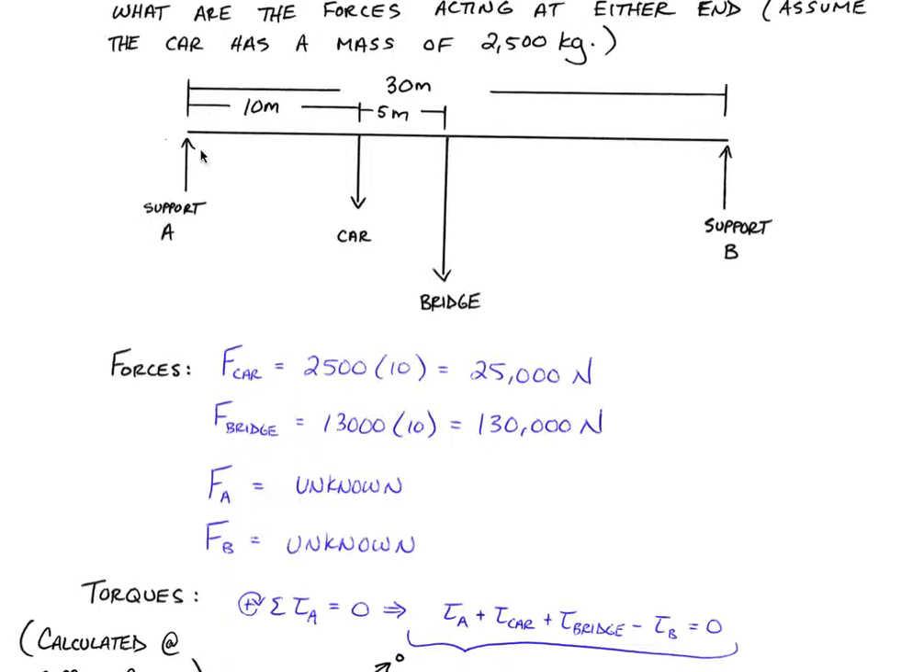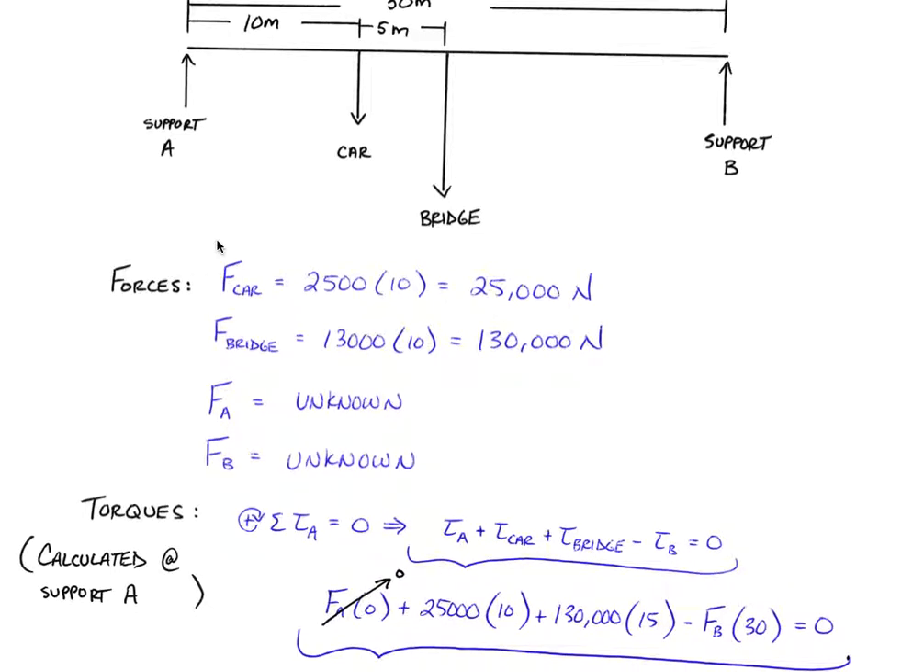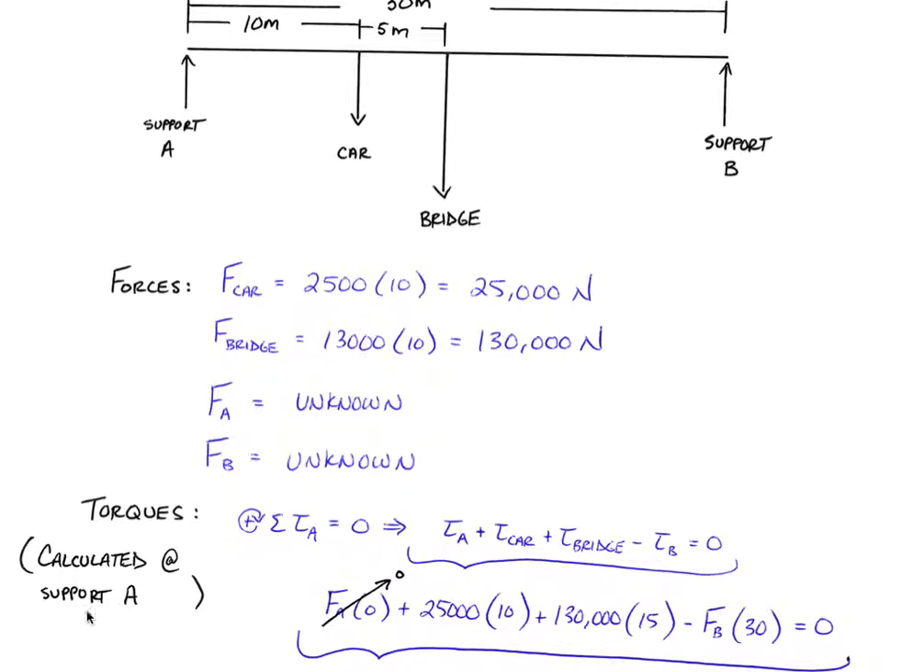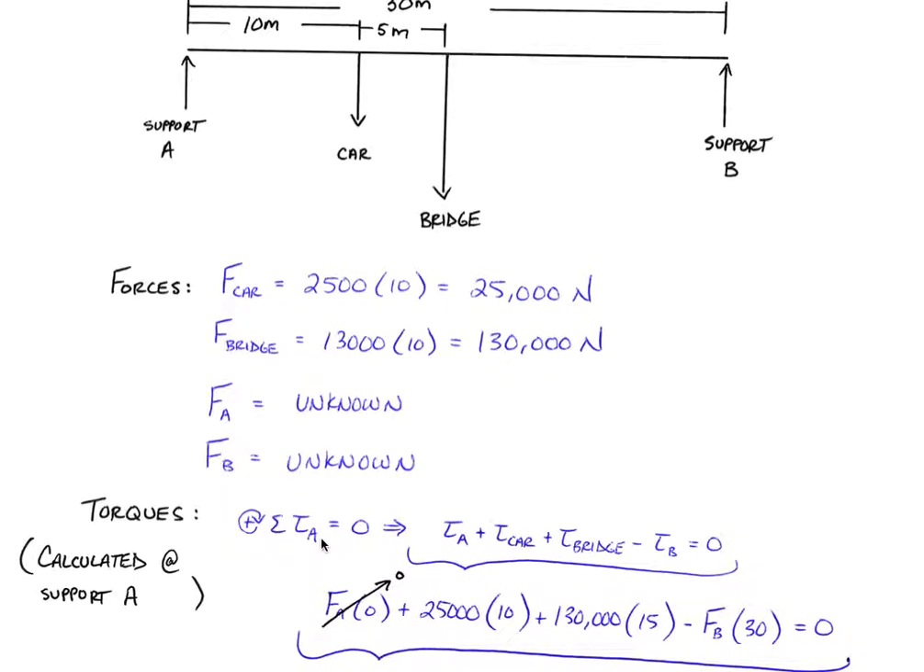So I decided to choose support A, and this will be my reference point. So I've calculated my torques at support A. So everything is in relation to support A. Any perpendicular distance that I calculate will be the perpendicular distance to support A. There is no fulcrum in this problem. So what I've done here is I've summed my torques about A, that's my reference point. Anything generating a clockwise spin will be considered positive. Anything trying to generate a counterclockwise spin will be considered negative.